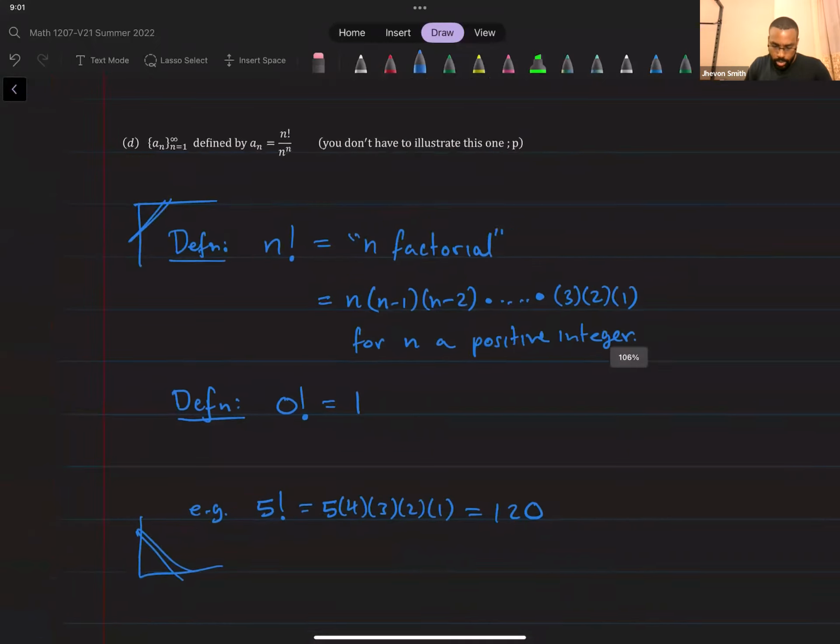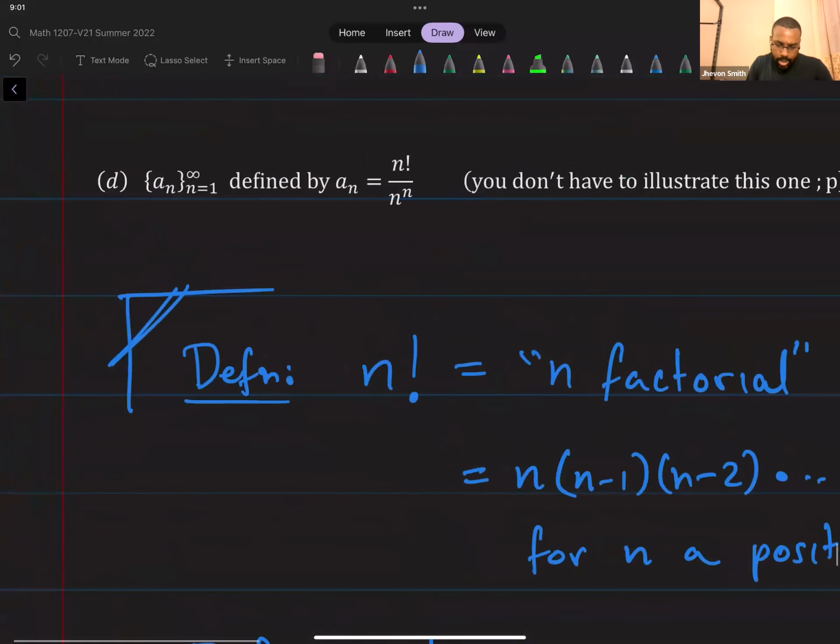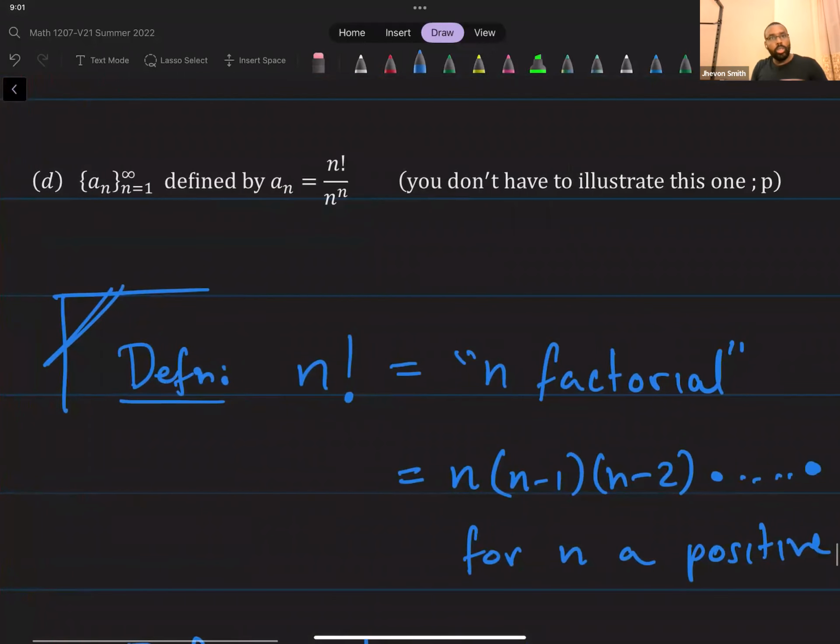Right? So with that in mind, I want you to examine this guy. Tell me if he converges. And if he converges, tell me what he converges to, based on this idea here.